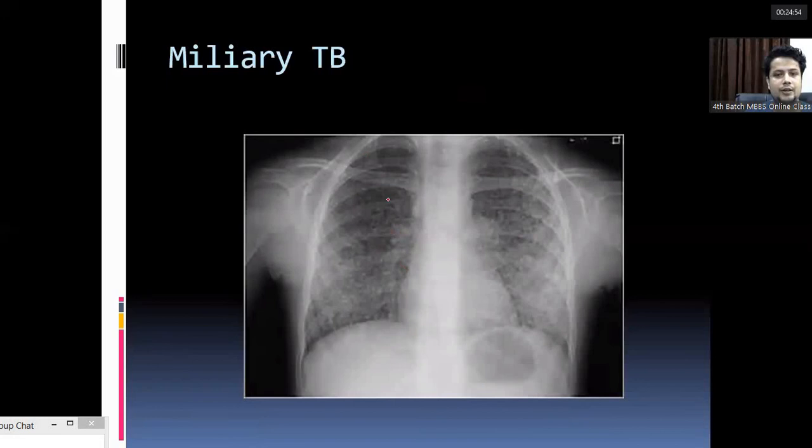And next is miliary TB. You can see multiple small nodules, 2 to 3 mm nodules, scattered all over the chest. So this was a case of miliary tuberculosis. Besides this, we can also see the presence of consolidation in the peripheral aspect of the lung.